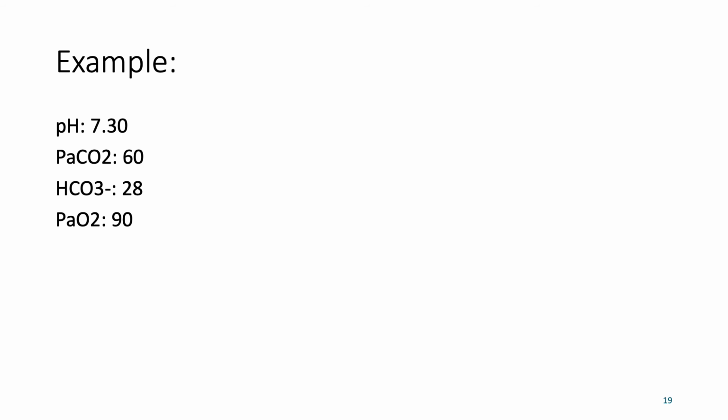So step 1, we label. So pH of 7.3 is an acid. CO2 of 60, that's high, so that's going to be acid. And bicarbonate of 28, that's high, and that's going to be labeled as a base. Now, what's my main problem? Go back to the pH.